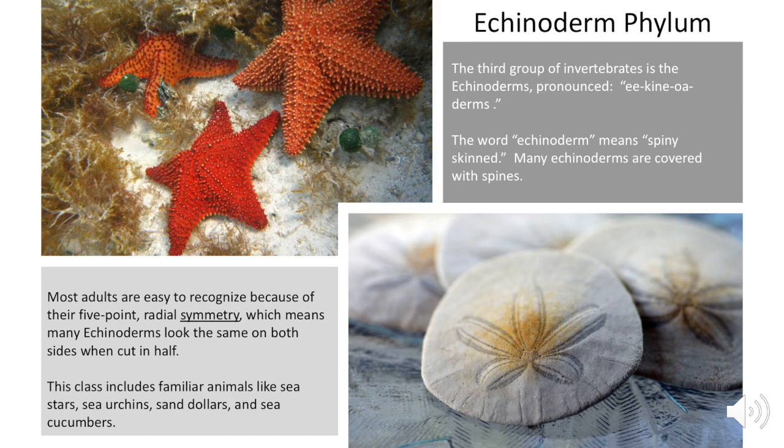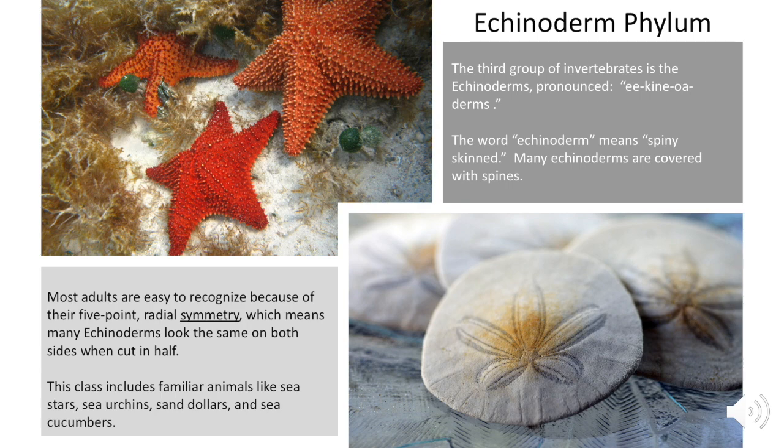Echinoderm, this is a tough word to say because there's an A in there that you don't see in the word after the O, Echinoderm. Many echinoderms are covered with spines, and you can see on the left side you have a starfish, and on the right side we have a sand dollar. One is covered with spines and the other is not, so it's not always the case, but there are teeny tiny spines on a sand dollar as well.